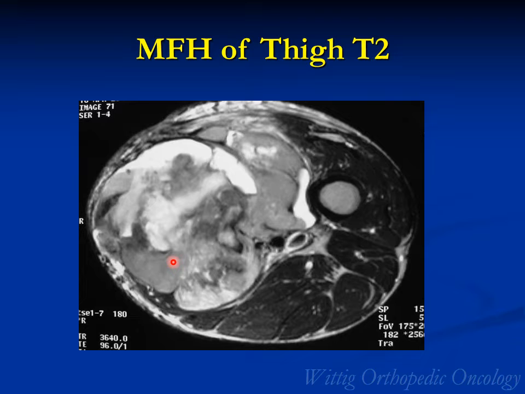This is the T2 weighted image of that same MFH of the thigh. And again, you see a mixture of signals: low, intermediate, and high signals. These high signals probably are more indicative of hemorrhage and necrosis, which goes along with the high-grade nature or the rapidly growing mass, where the blood supply gets cut off and the mass hemorrhages into itself.